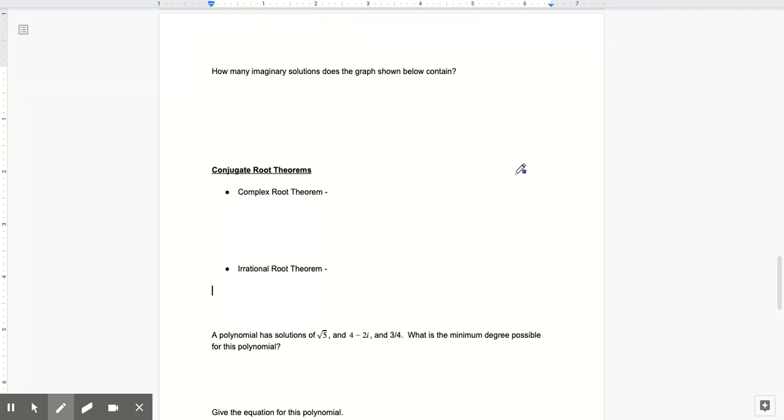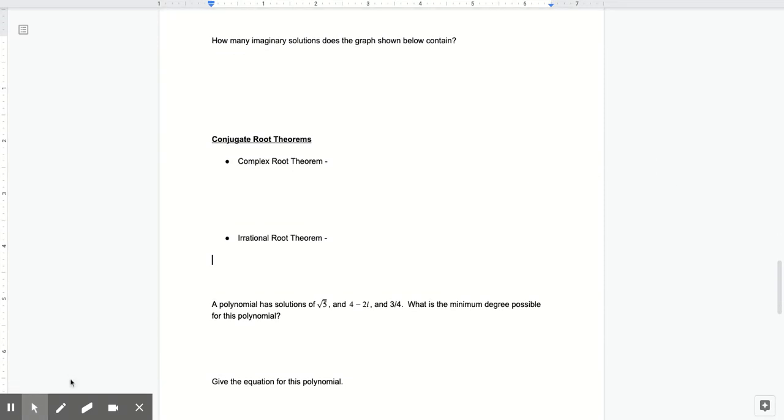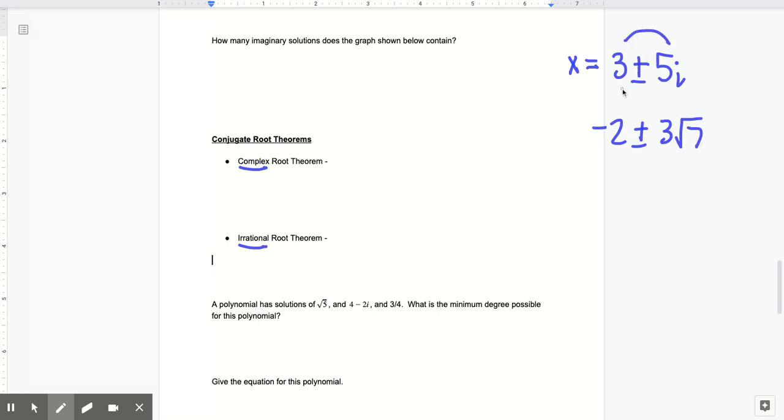So I want to show you a couple theorems that are related to answers to polynomial graphs. These two theorems kind of go together, and you'll see why as I talk about them here. They're called the conjugate root theorems, and they work for complex, so imaginary roots, and also for irrational roots. Think about last chapter. When we would solve quadratic equations, our answers would always end up looking like 3 plus or minus 5i, or like -2 plus or minus 3 root 7, stuff like this. Anytime you have answers that are sort of ugly looking, with i's or with square roots, they actually come in pairs where you have plus or minus the same thing. That's what these theorems say.